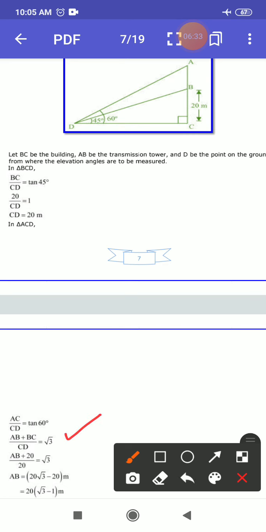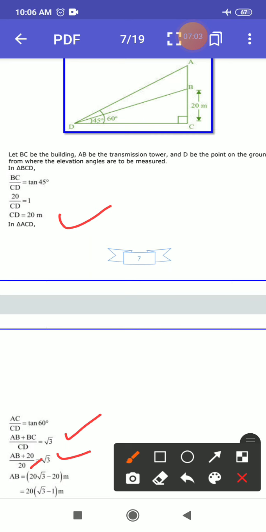In place of AC, you have to write (AB + BC) upon CD is equal to tan 60, that means root 3. Now you have to put the value of BC. AB + BC is equal to 20, as you very well know, and CD you have to calculate here. So this is 20. So (AB + 20) upon 20 is equal to root 3. You have to write this value here.